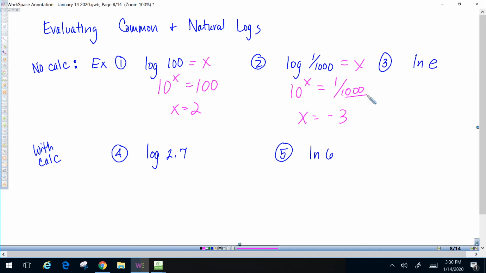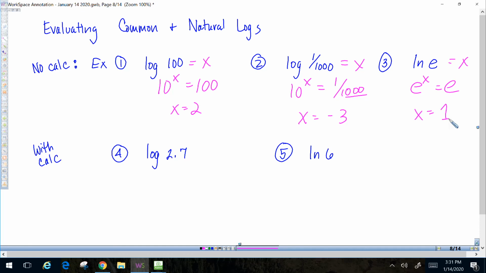All right, natural log of e. If we had to evaluate this, we set it equal to x and switch forms. Natural log is what base? E. So it's e to the x equals e. What power do we raise e to get e? 1. Natural log of e is 1.